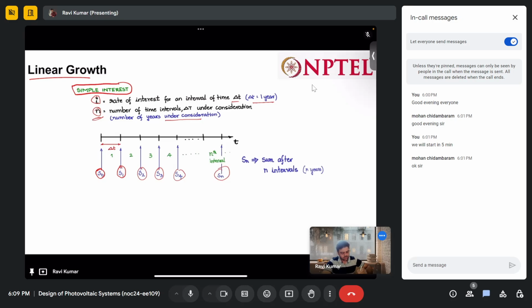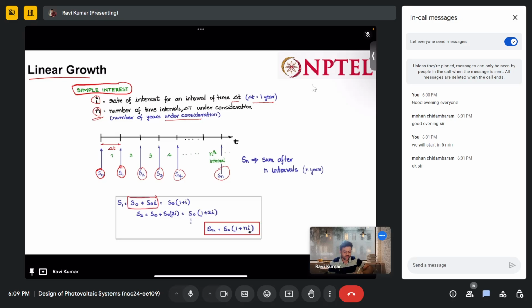So S1 is S naught into I, because I is the interest rate, at the end of the first year. And at the end of the second year, and so on, at the end of the nth year, this will be the total amount. So this is just simple interest, or we can say the linear growth model.